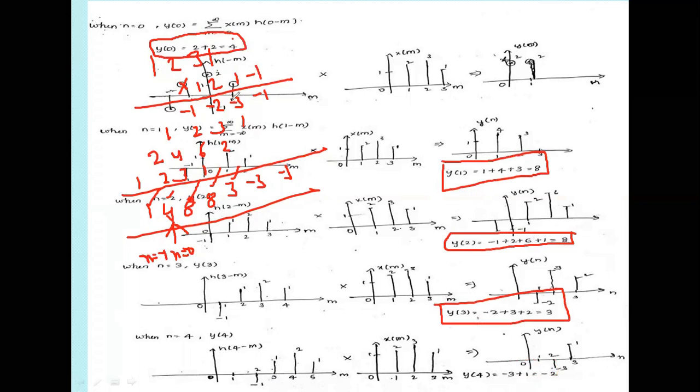sorry, here the minus 2 only. Minus 3 minus 1 is a minus 2. Minus 2, and the last value is minus 1. That is the value at n is equal to 5. So 1, 4, 8, 8, 3, minus 2, minus 1 is the resultant value for the given discrete functions of x and h.